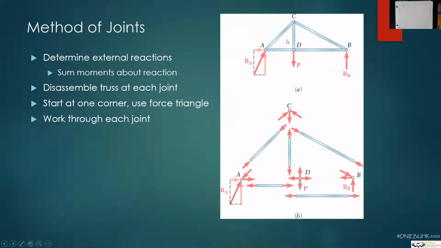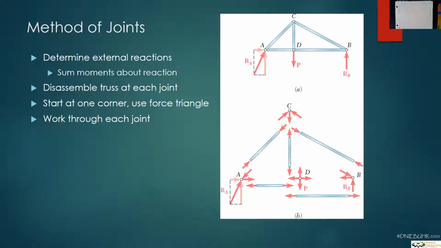Before that, there is a method that you use to solve trusses, and there's actually two methods that we're going to learn. The first is called the method of joints. The second is actually called the method of sections. But once you understand method of joints, method of sections is kind of a shortcut. But method of joints is, as the name says, that the way you solve is you start off at one joint and you work your way through the entire truss.